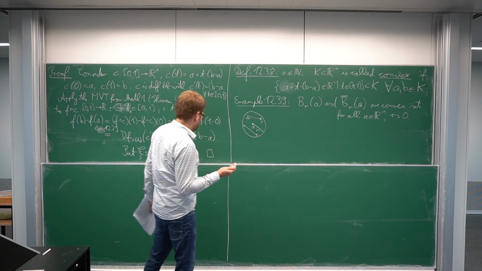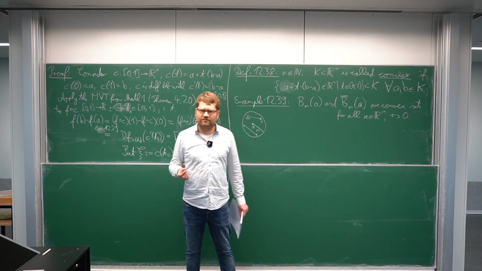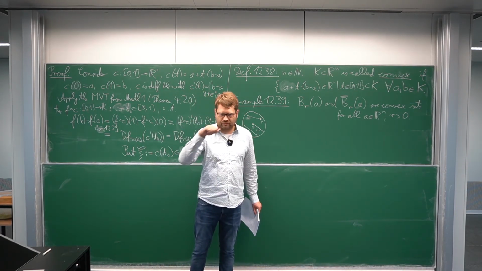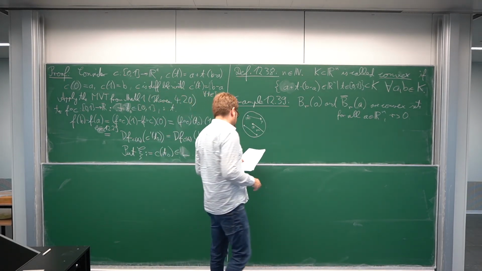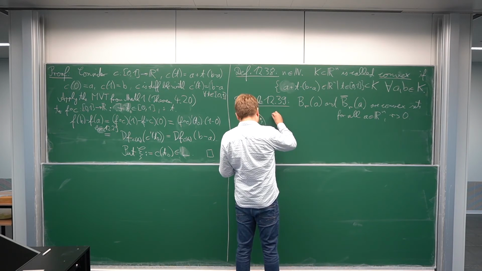The drawing from the previous blackboard is not there anymore. There I had an example of a subset which is not convex, because part of the connection line was not in the set itself, but anyway, this is a very simple example.